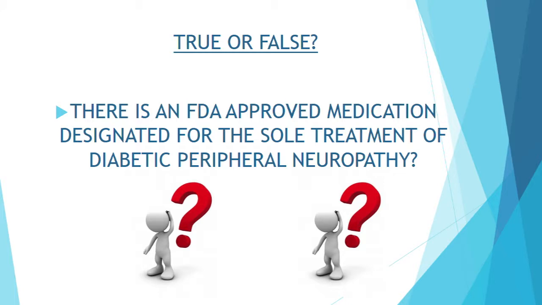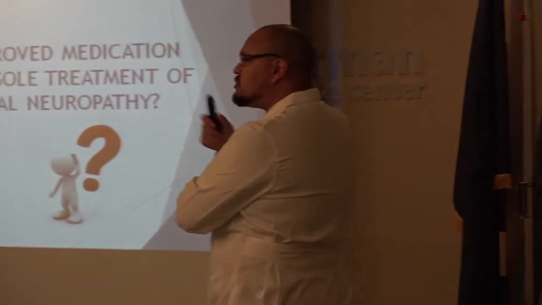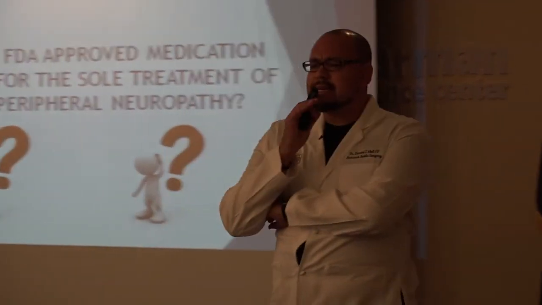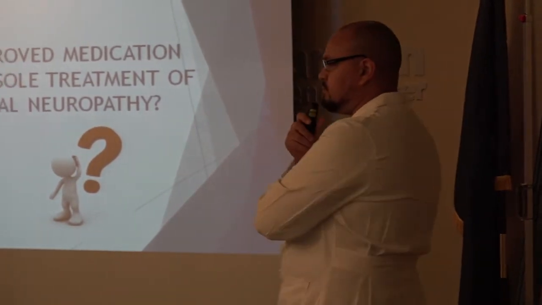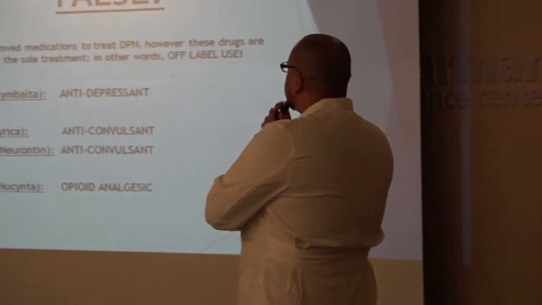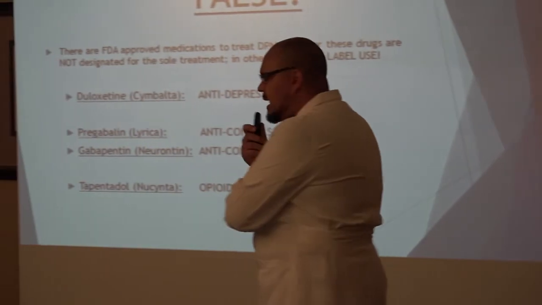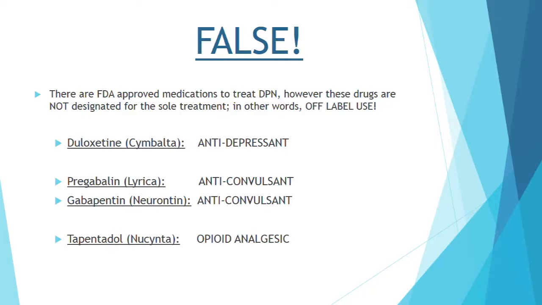So true or false? There is an FDA-approved medication designated for the sole treatment of diabetic peripheral neuropathy. Who thinks that statement is true? Who thinks there's a drug out there that exists that is intended to treat diabetic peripheral neuropathy? How many think that's false? Good. That is false. Now, are there medications that treat DPN? Yes. However, these drugs are not designated for the sole treatment of DPN. In other words, it's an off-label use.